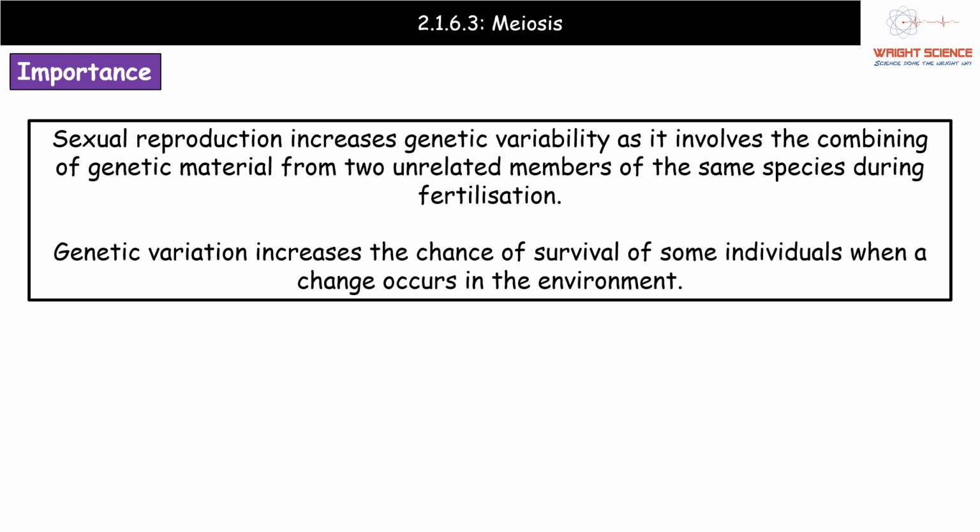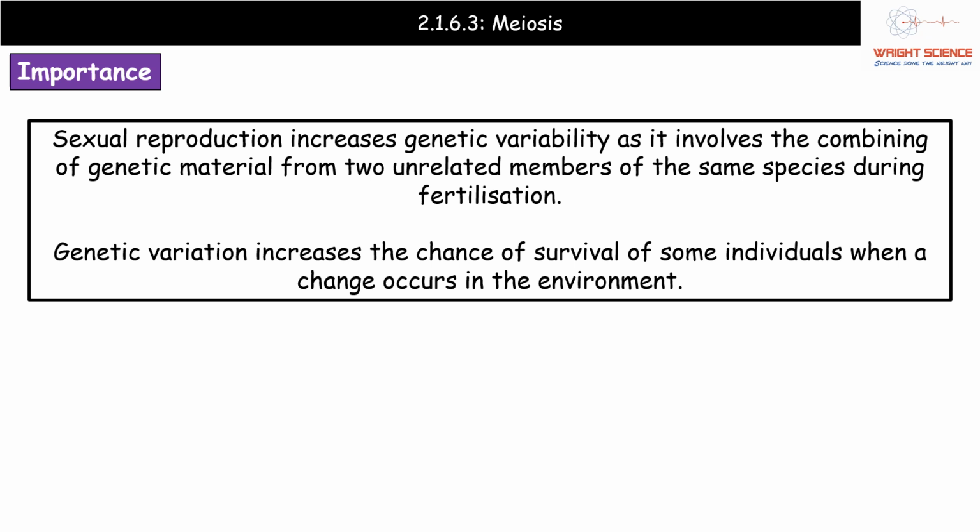First thing that we need to understand then is why meiosis is actually important in our living organisms. Now, this all ties back in to sexual reproduction. So if we've got organisms that are reproducing through sexual reproduction, then we are going to see increased genetic variation. And the simple reason behind that is that we're going to get recombining of the genetic material from two unrelated members of the same species. And obviously that's something that happens during that process of fertilization.